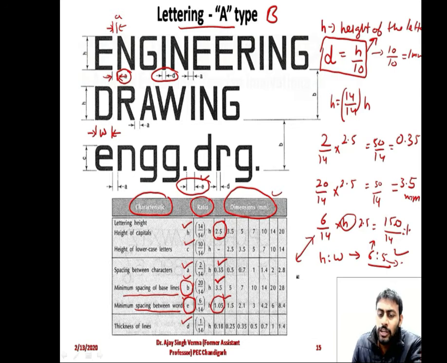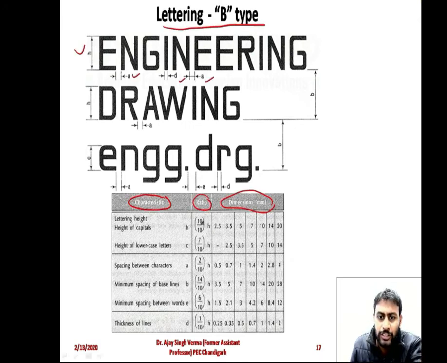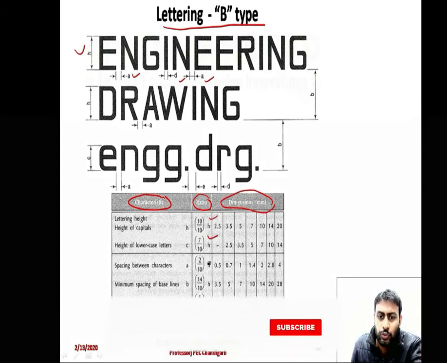So basically, in the beginning we have to draw these letters freehand. Similarly, this is also a type B letter. At the beginning the 10 by 10 ratio is the same, but for the height of the lower case, the dimension becomes 7 by 10h. Similarly, the space between two characters becomes 2 by 10h.